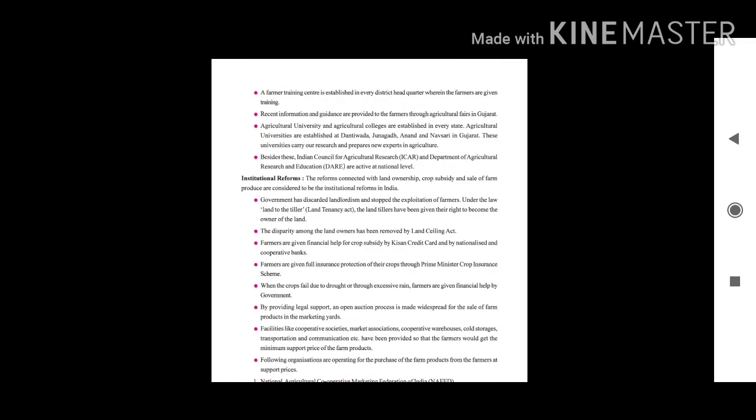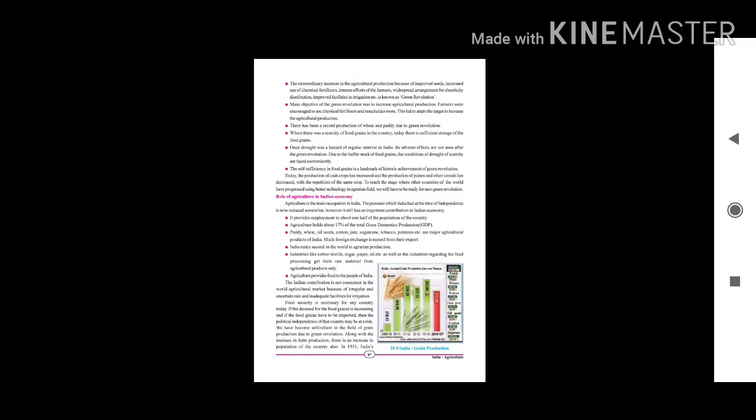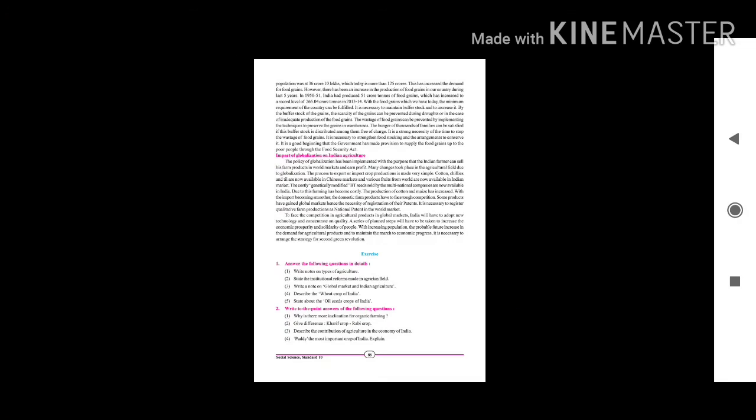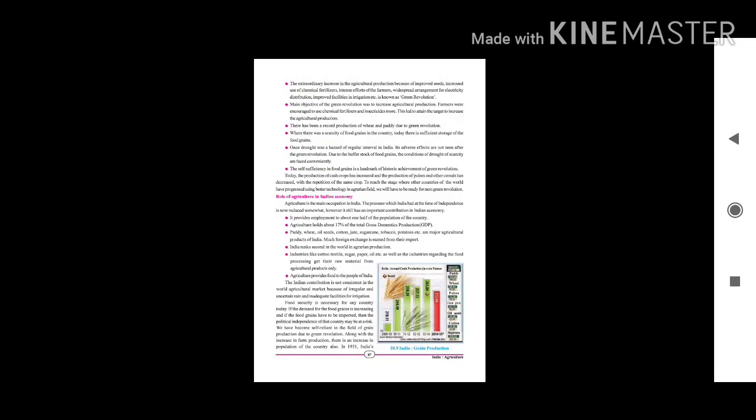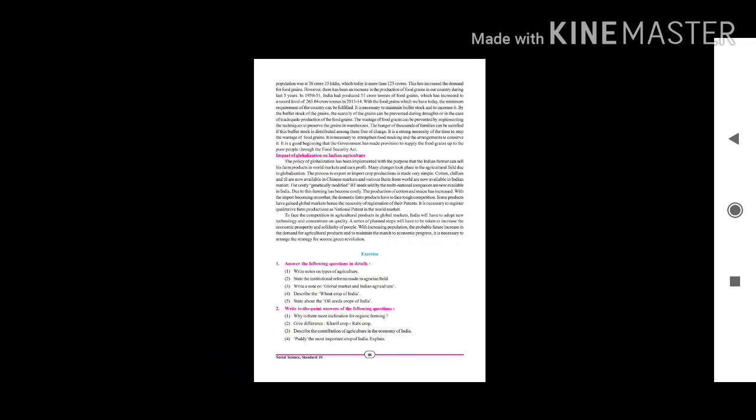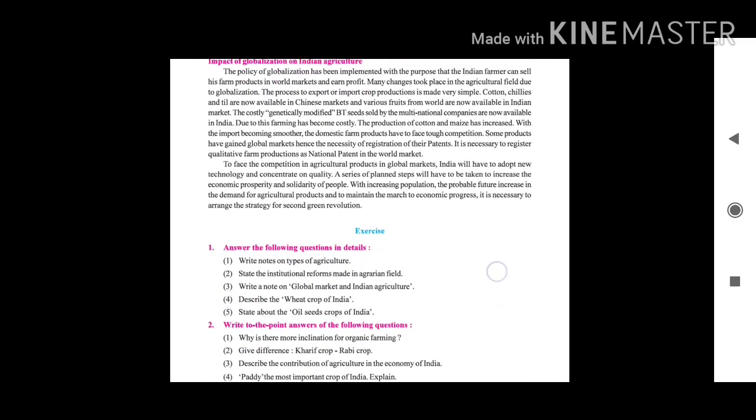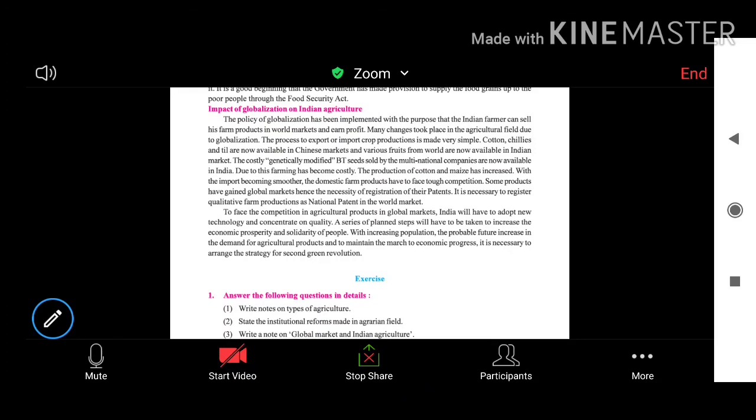Then we have understood the meaning of the word green revolution, and today we have done some of the topics such as the last two topics: role of agriculture in Indian economy, and the last was the impact of globalization on Indian agriculture. So this was the last topic of chapter number 10.